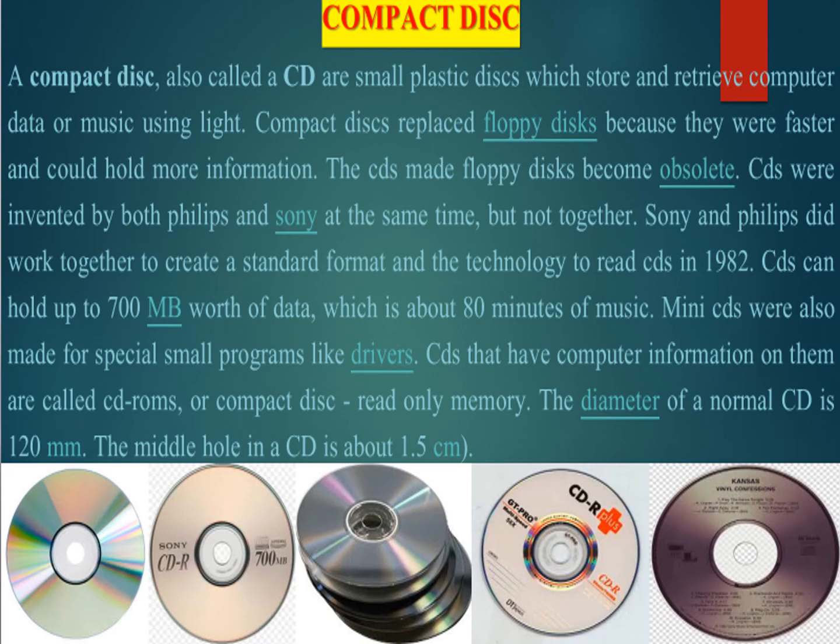Many CDs were also made for specific small programs like CD drivers. CDs that have computer information on them are called CD-ROMs, or compact disc read-only memory. The diameter of a normal CD is 120 mm. The middle hole in a CD is about 1.5 cm.